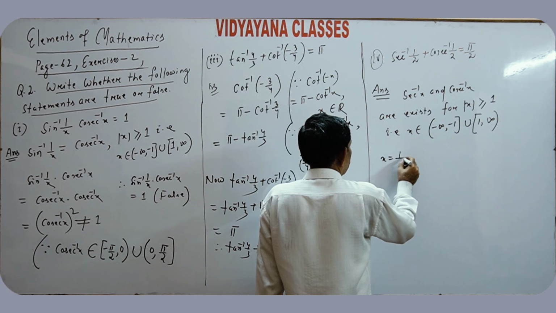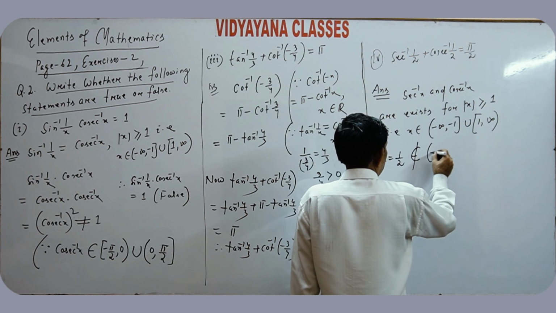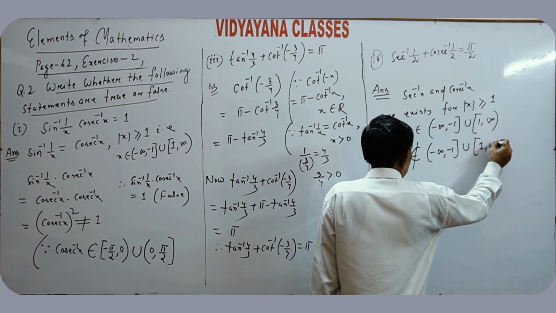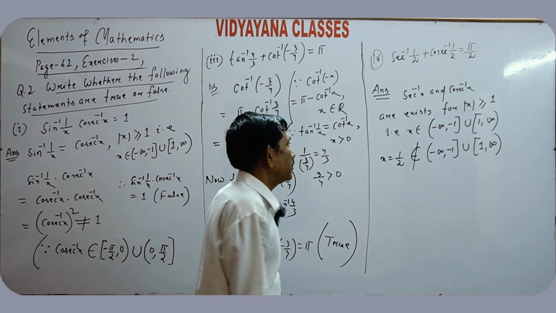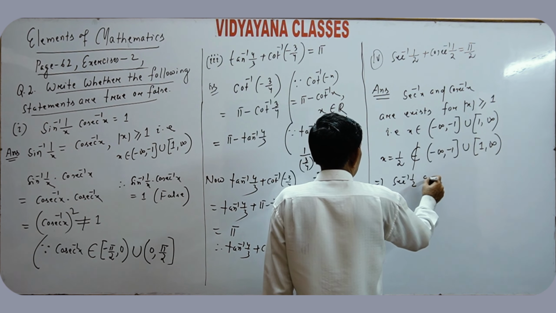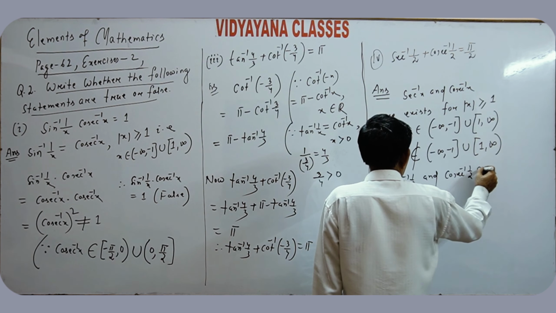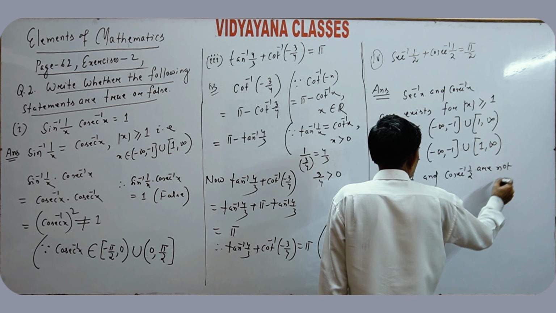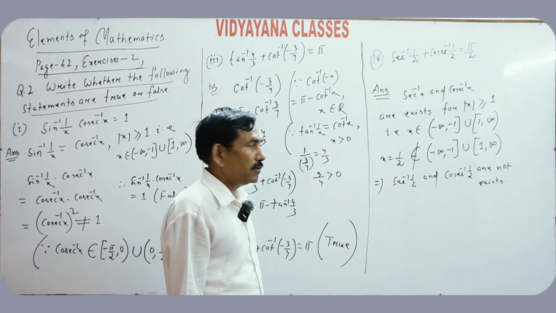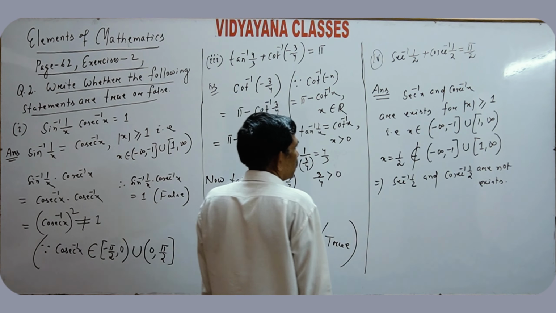x is equal to half does not belong to the set minus infinity to minus 1 union 1 to infinity, which implies sec inverse half and cosec inverse half do not exist. Clear? Half does not belong to this interval or this set.